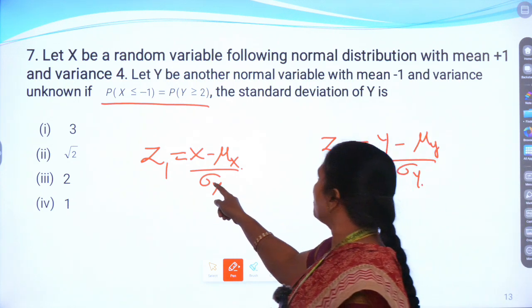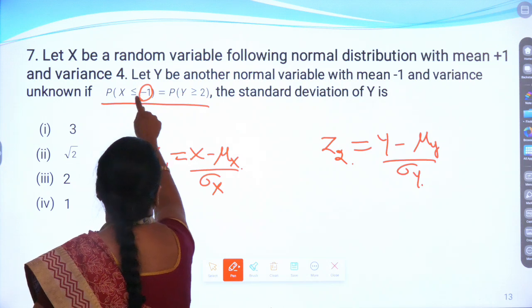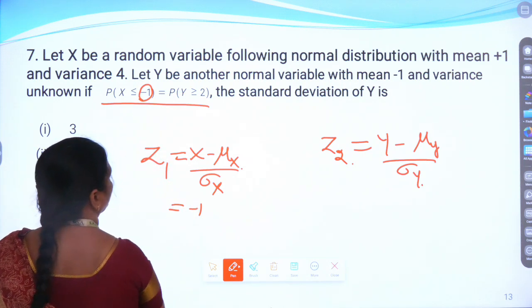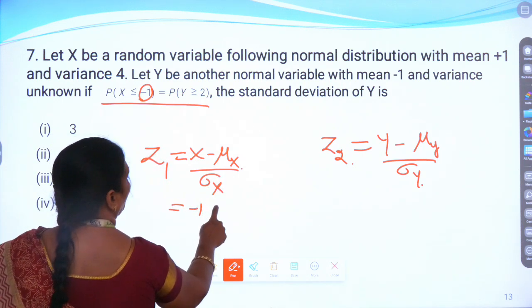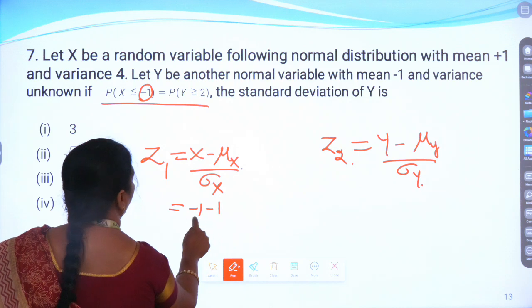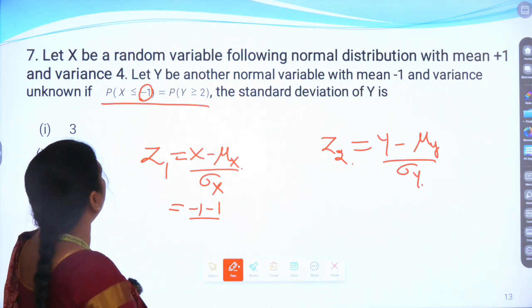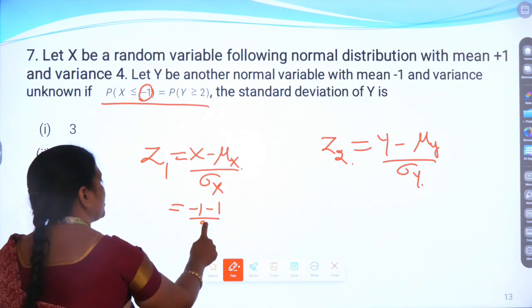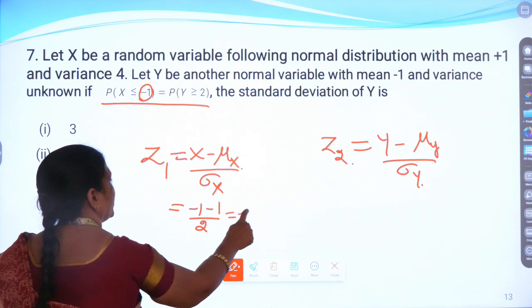We know the values of x. Here the value of x they have given is minus 1 and mu x is 1. So minus of minus 1, and the standard deviation of x is given as 2. So what is the value here in z1?